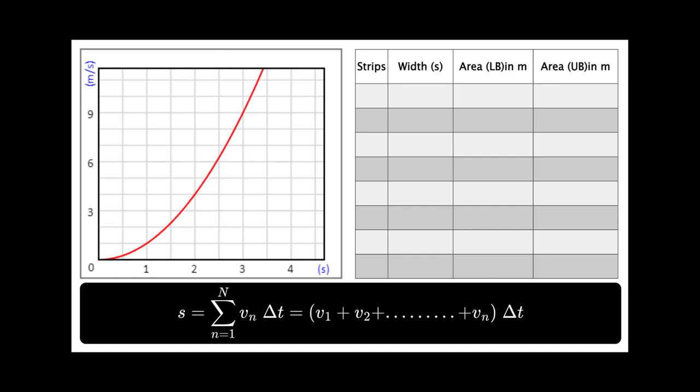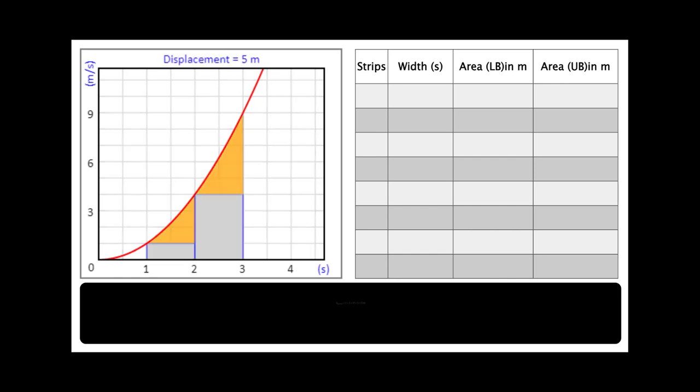Displacement equals sigma n equals 1 to n equals n of Vn delta t, where Vn stands for the velocity for the interval and delta t is the length of the interval. Let's start by considering two intervals. We will consider the entire duration as two intervals of 1 second each.